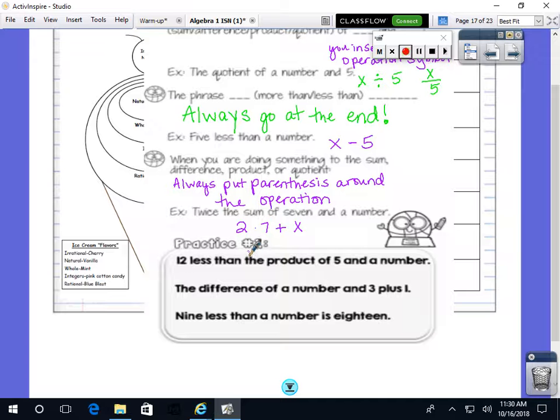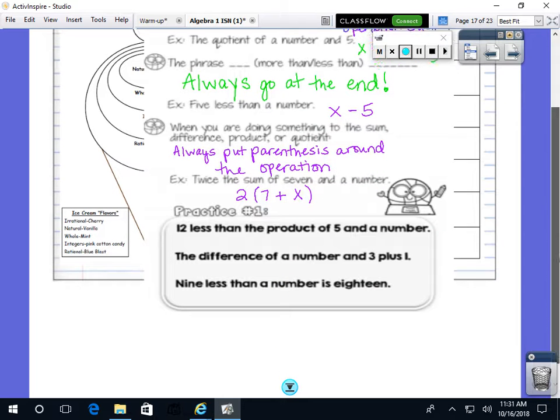The entire sum, right? So when you're doing something to the sum, put parentheses around the operation. You're multiplying the entire sum by 2, so you put that in parentheses showing that all of that's being multiplied by 2. Does that make sense now? Because otherwise, it would just look like you're multiplying 7 by 2 and nothing else. But we're multiplying the entire sum by 2. So the entire sum goes in parentheses and the 2 on the outside.